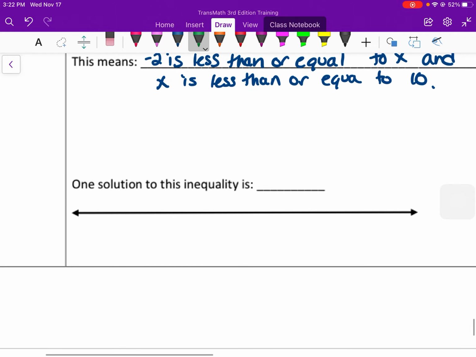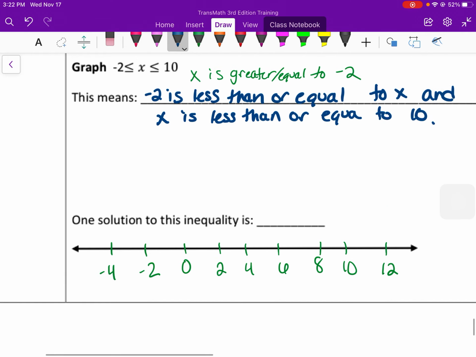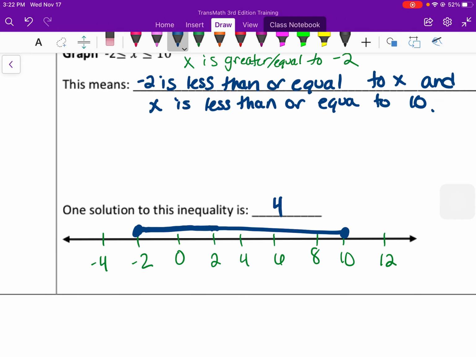So we could graph this on the number line. If we started at negative 4, negative 2, 0, 2, 4, 6, 8, 10, 12. We're equal to both, so closed circles at negative 2 and a closed circle at 10, and x would be bigger than negative 2, and x would be less than 10, so this way. There we go. Sorry for the interruptions here. One solution to the inequality would be 4. Any number between negative 2 and 10, including negative 2 and 10, would be included in our solution.